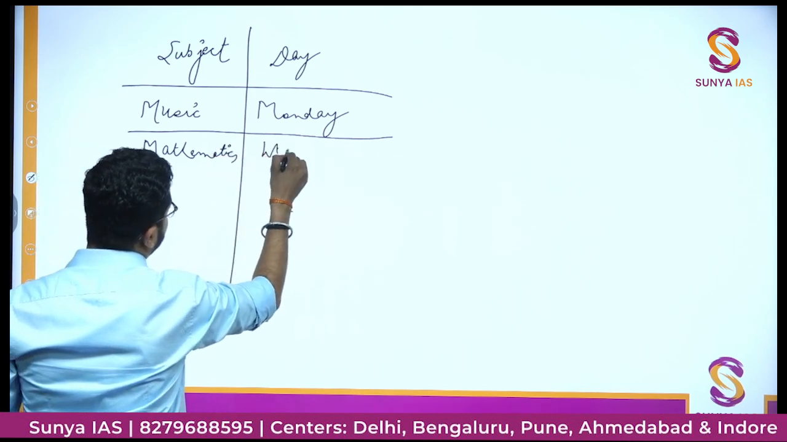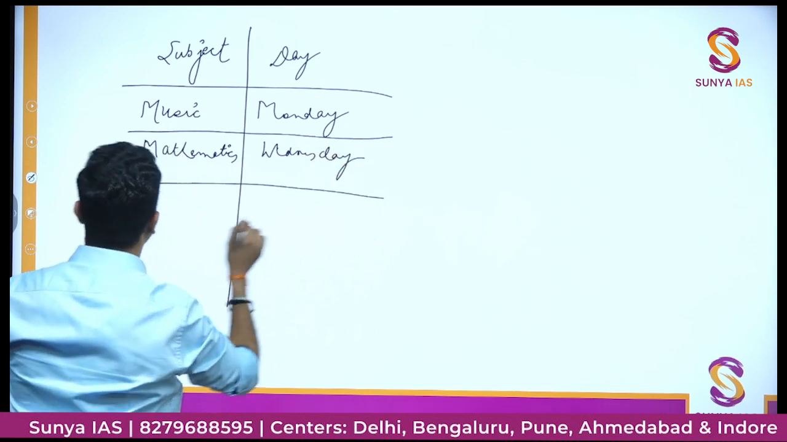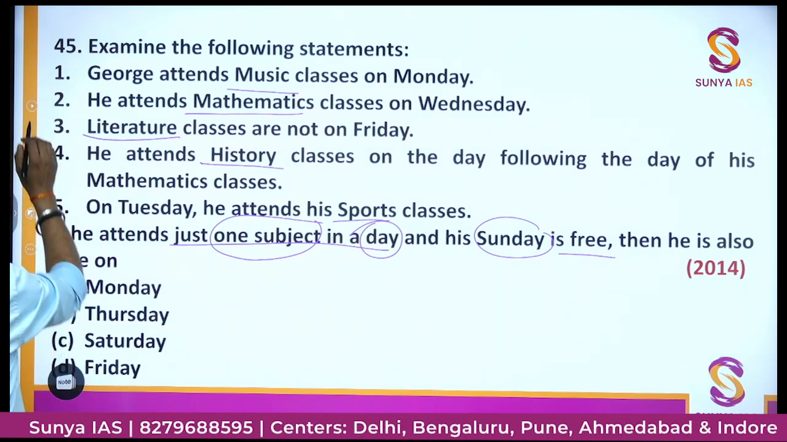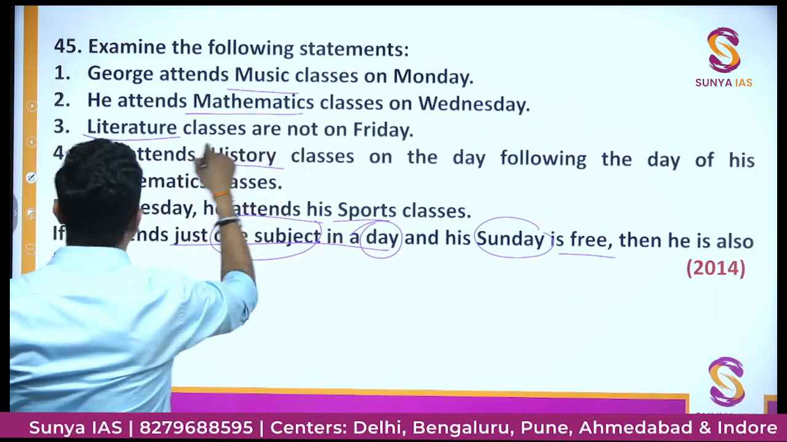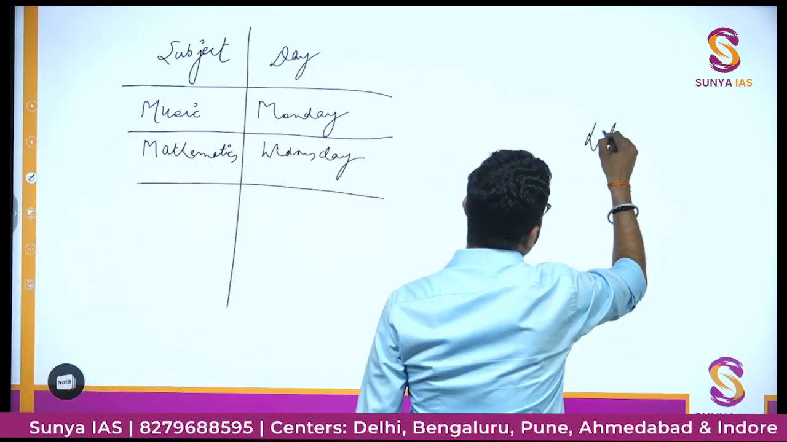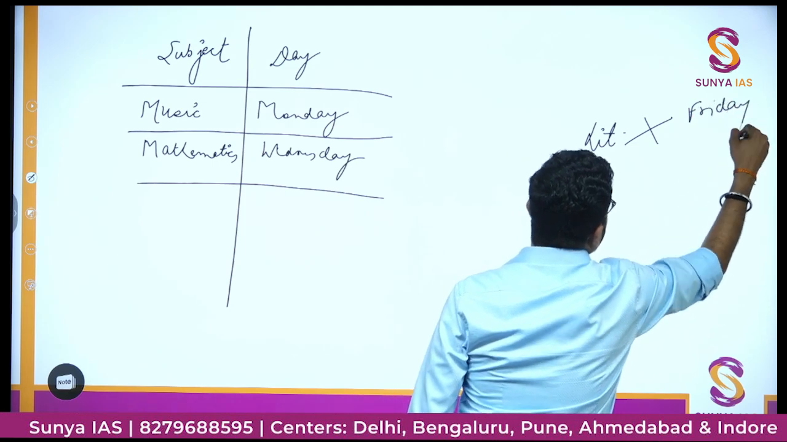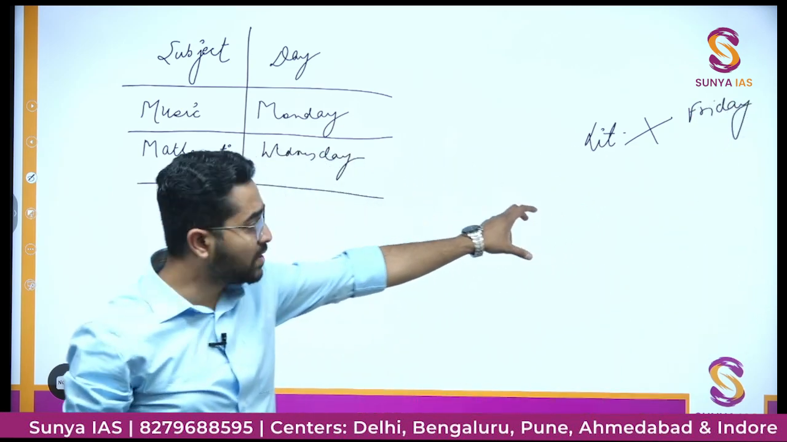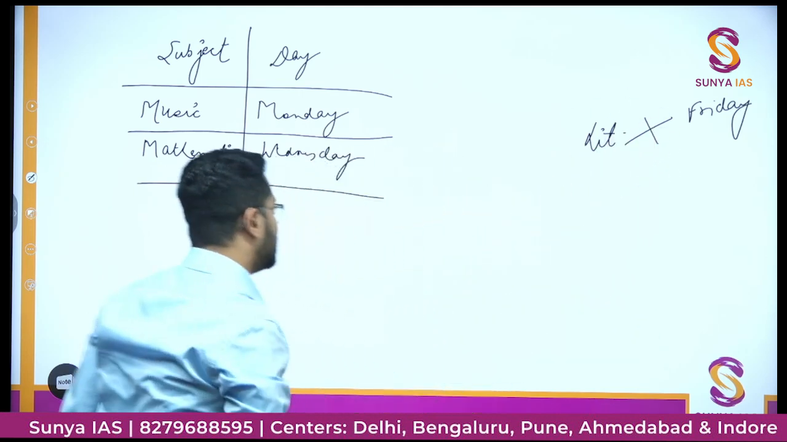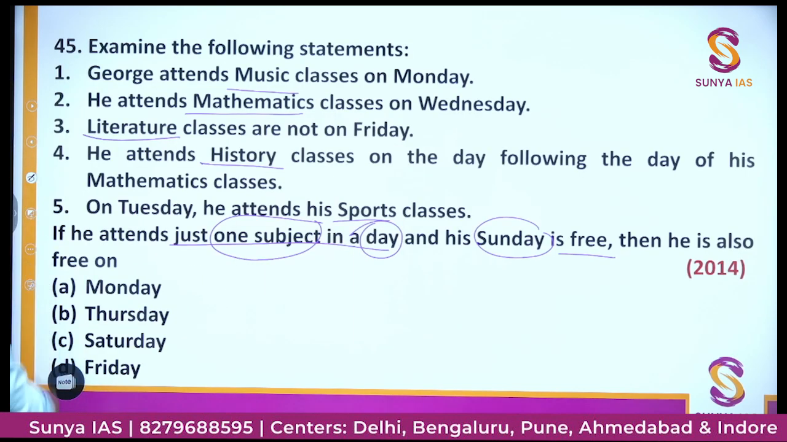Mathematics on Wednesday. Literature on Friday. Literature classes are not on Friday. That means literature is not on Friday. So this is given, so you cannot use this information directly. इसलिए आपने इसको अलग से साइड में लिख दिया कि literature is not on Friday. So this is for my understanding कि जस्ट इसको मैं देखूंगा तो वो स्टेटमेंट का मतलब आ जाएगा समझ में.